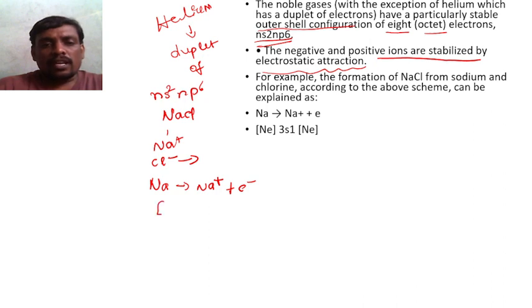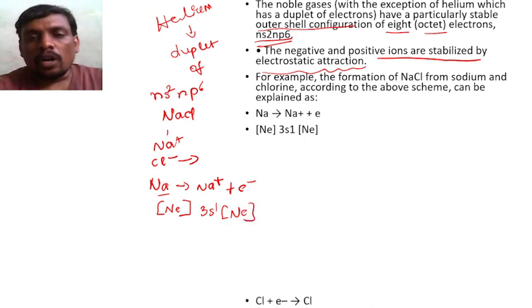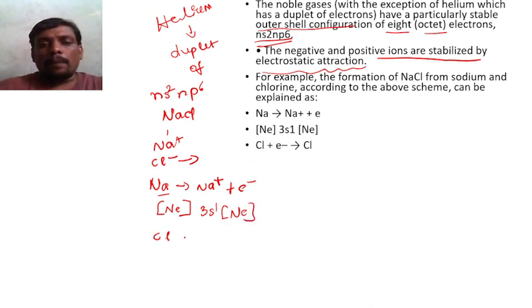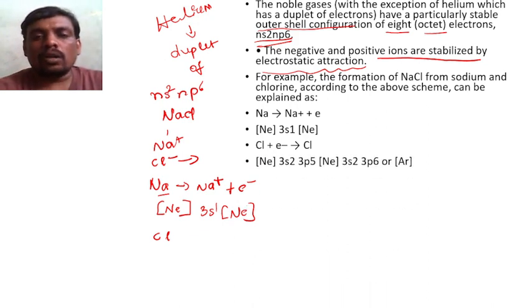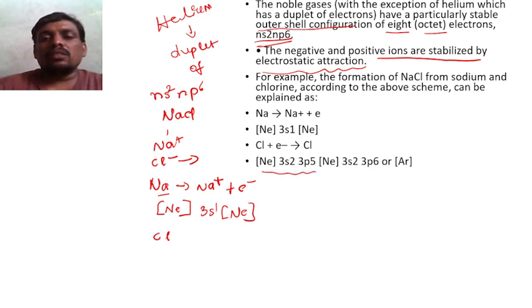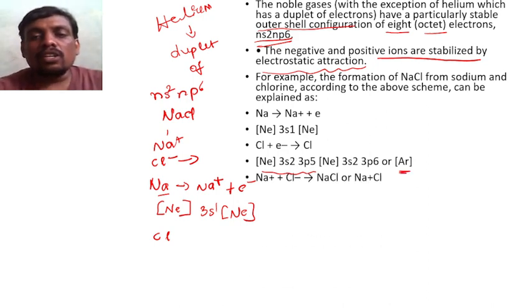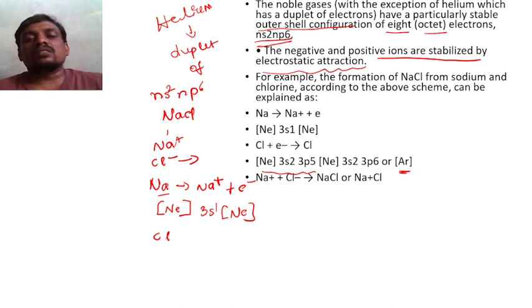The electronic configuration as per the periodic table is given with the help of zero group elements or noble gases. So for sodium, I am going to take 3s1 and add neon here. What about chlorine? Chlorine plus an electron gives a negative ion, and the zero group element electronic configuration will be neon 3s2 3p5, neon 3s2 3p6, or argon. This kind of configuration helps to understand the electrostatic force between the various ions.